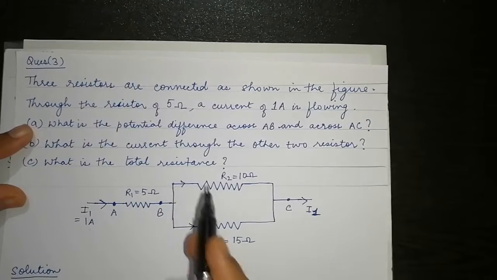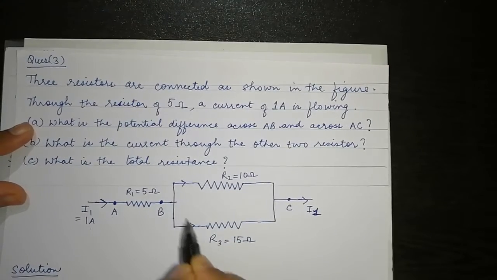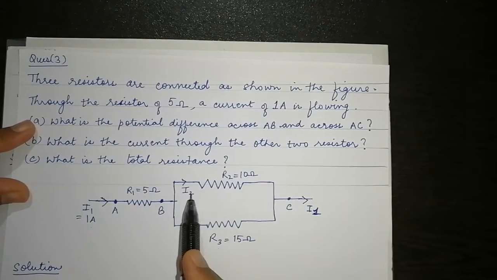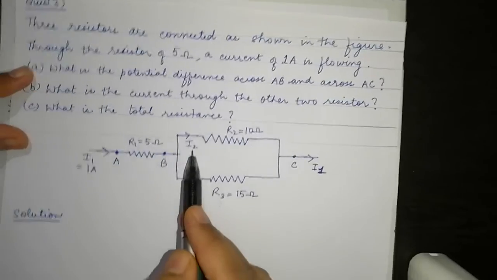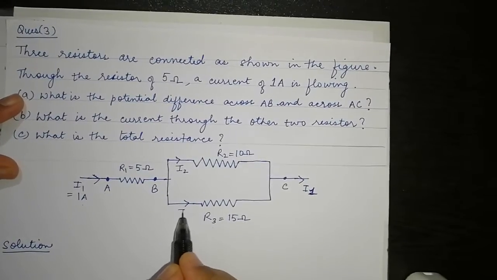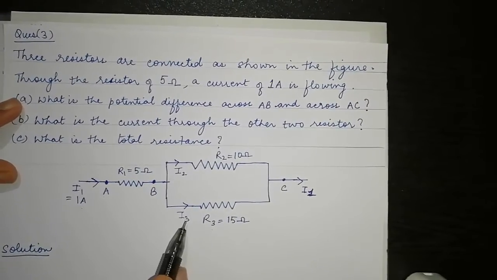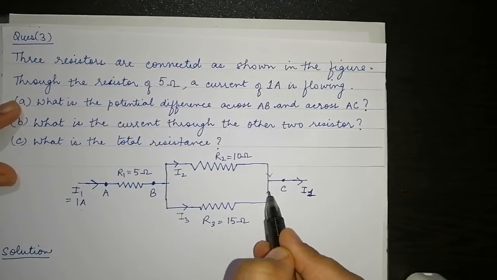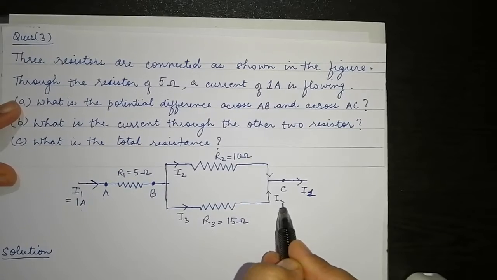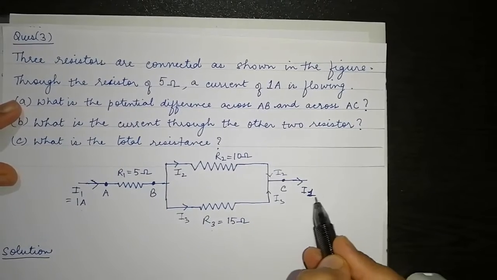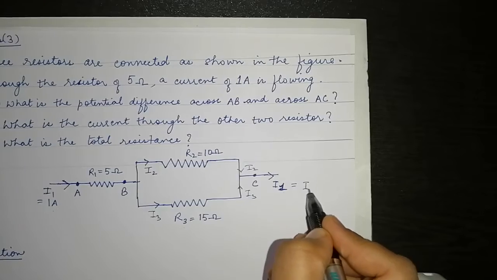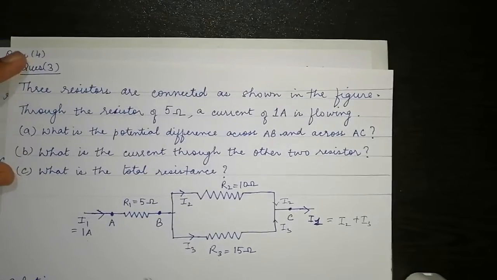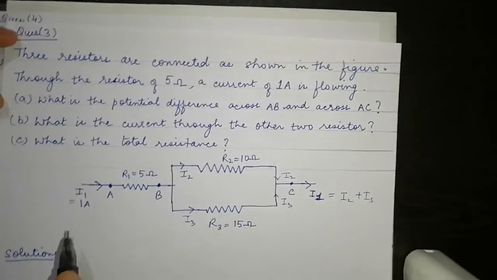When it reaches this point, the current gets two paths to flow. So through this path, let us say through R2, I2 current is flowing, and through R3, I3 current is flowing. Now clearly, when it comes to this point, I2 and I3 will combine to form I1. So here again, I2 plus I3 will be I1.